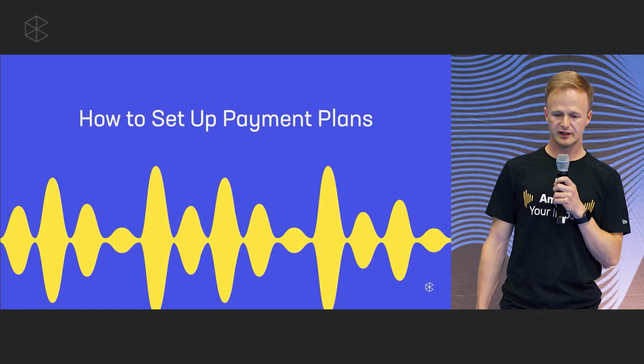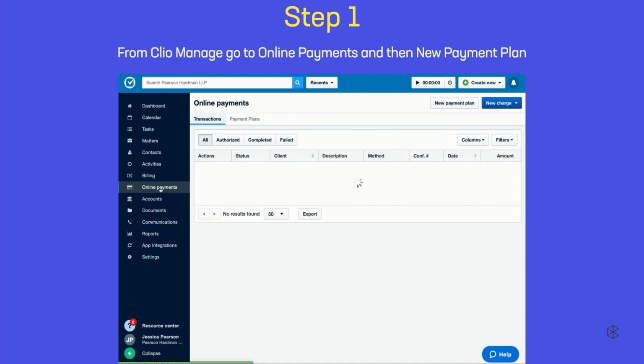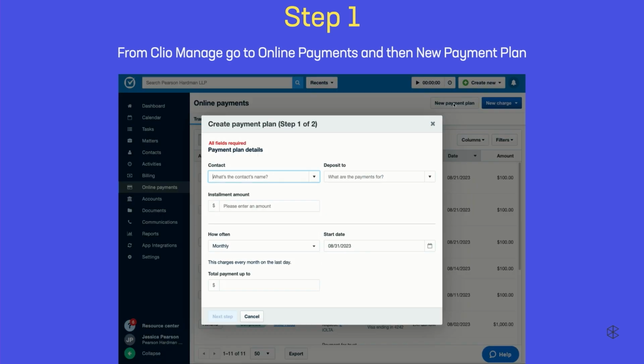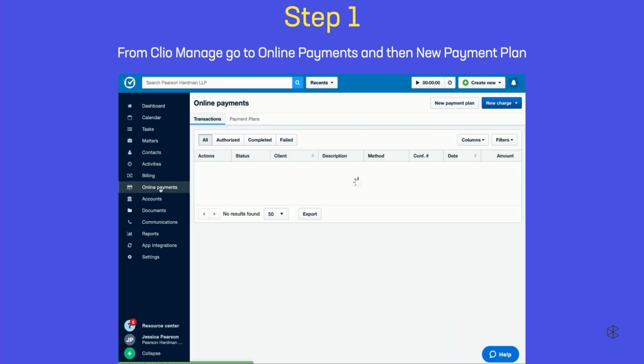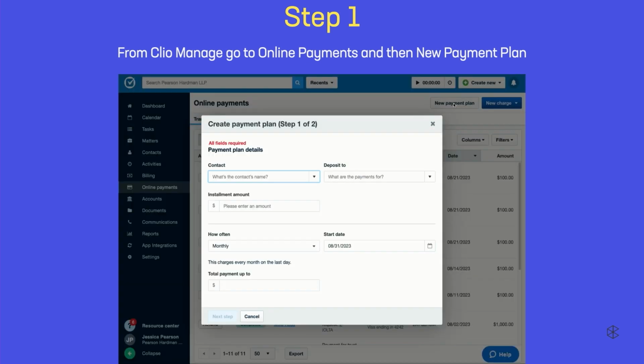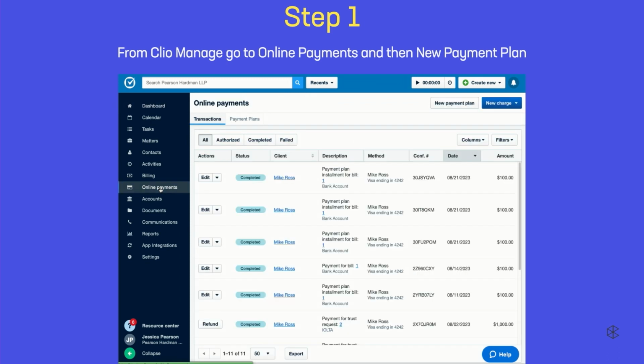All right, so let's take a look at how to set this up. Now you're probably all familiar with this screen. This is Clio Manage. To access payment plans, you're going to find the Online Payments tab here. The first thing that you'll need to do, if you haven't already done it, is set up Clio Payments. That's a pretty quick and easy application. It takes about 2 or 3 minutes to complete. With that out of the way, you'll need to make sure that you have billing or admin permissions configured. And then once those are organized, you'll be able to click here to create new payment plans.